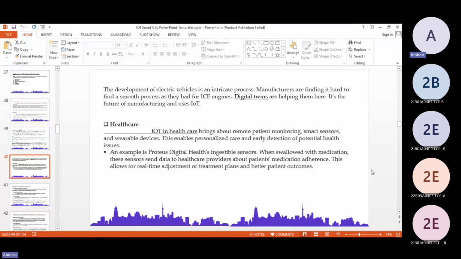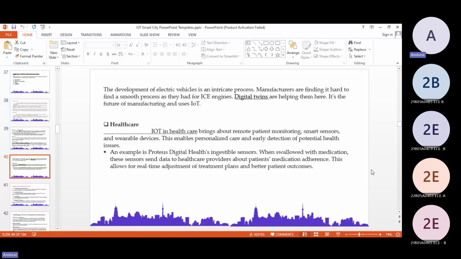So with that passing of information, they get details about the patient's medication adherence, and this allows real-time adjustment of treatment plans and better patient outcomes. So, three main things: remote patient monitoring, smart sensors, and the last one is wearable devices.